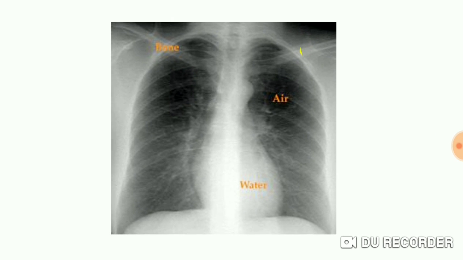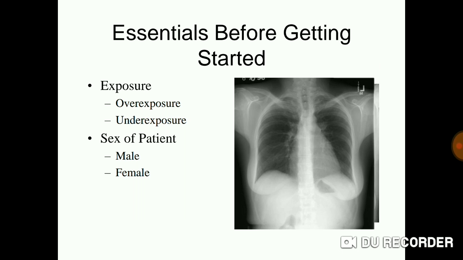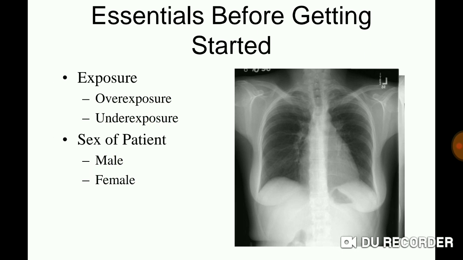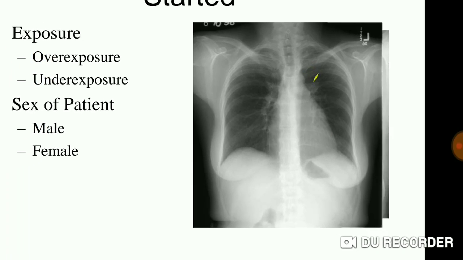You can see in this X-ray bone, air and water. Air is the black color, bone is white color, and water or tissues are grey. Essentials before getting started: first is exposure and second is sex of the patient. Exposure like overexposure or underexposure. Sex of patient like male or female. In this X-ray, the patient is female. Why? Because you can see breast in the lateral border.